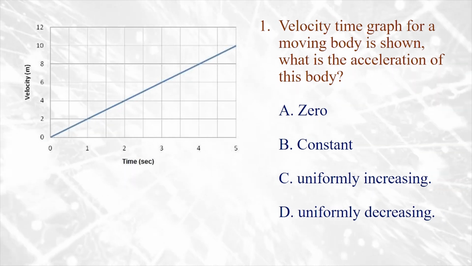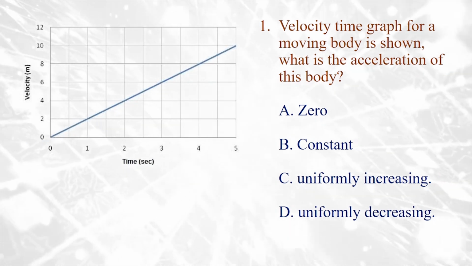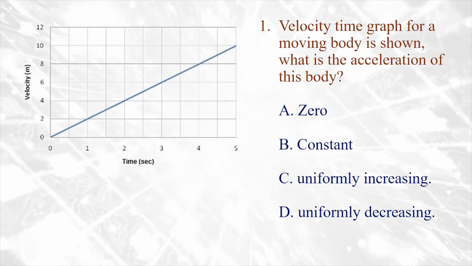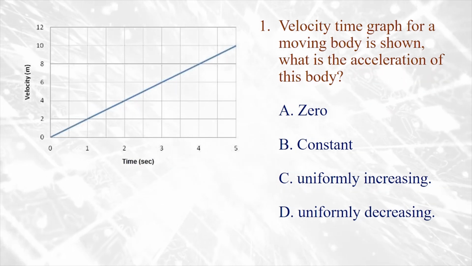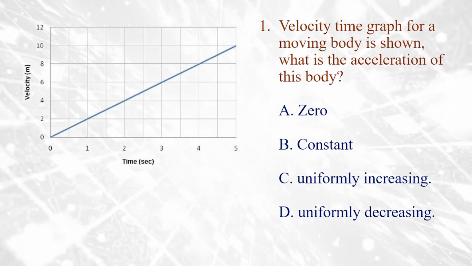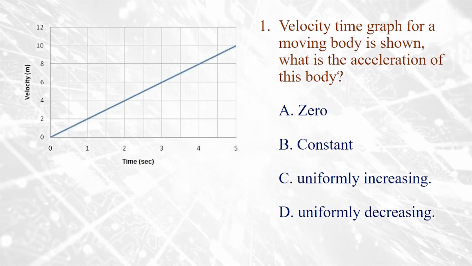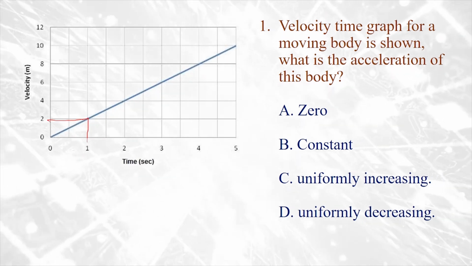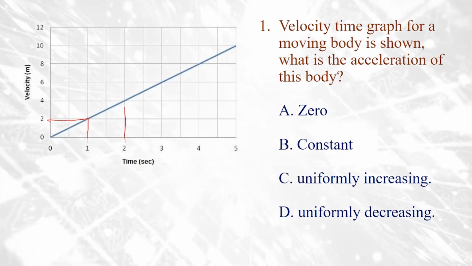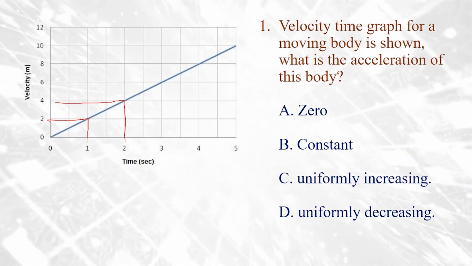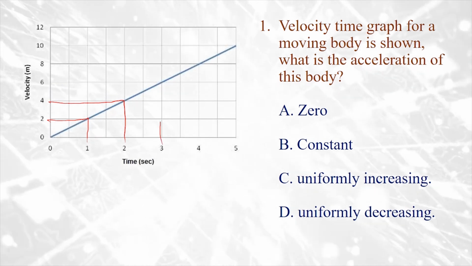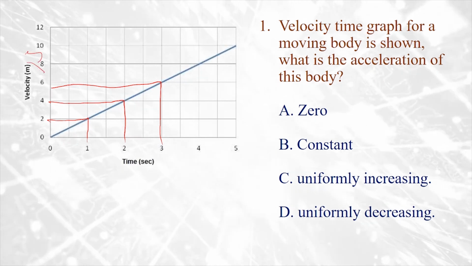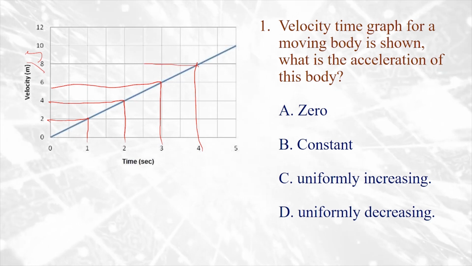Okay, so students, the first MCQ is: the velocity time graph for a moving body is shown. What is the acceleration of this body? If you can see from this graph, it's a velocity time graph. On the x-axis there is time and on the y-axis there is velocity. When the time is 1 second, the velocity is 2 meters per second. When the time is 2 seconds, the velocity is 4 meters per second. When the time is 3 seconds, the velocity is 6 meters per second. And when the time is 4 seconds, the velocity is 8 meters per second.